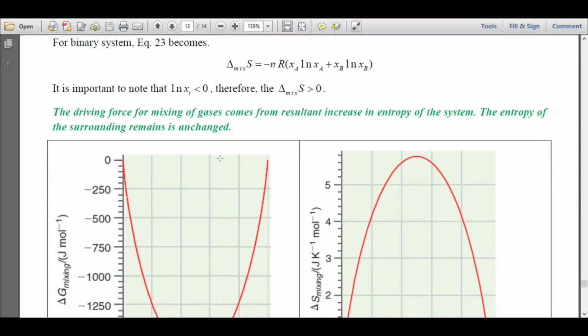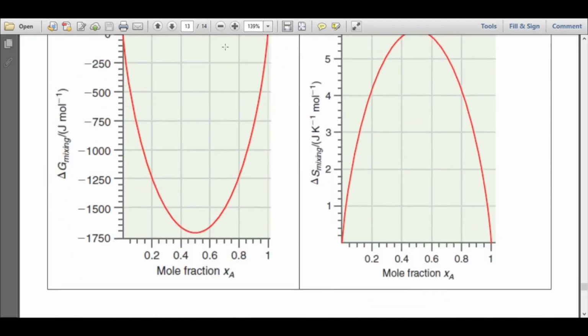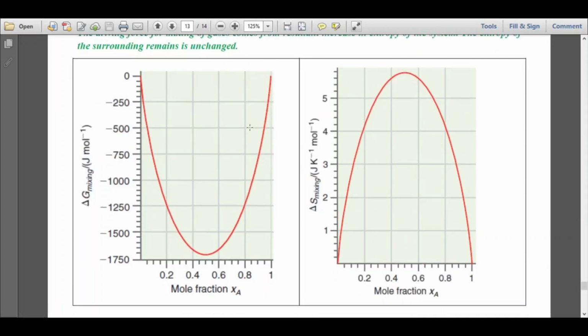Now let's understand this entropy change and free energy change of ideal gas mixing through this graph. Let me scale it out. Here two graphs are there: one is the free energy change plotted as a function of mole fraction of A, and the other is entropy change plotted as a function of mole fraction of A. Let's first understand the free energy change. When mole fraction is 0 or 1, the free energy change is 0.